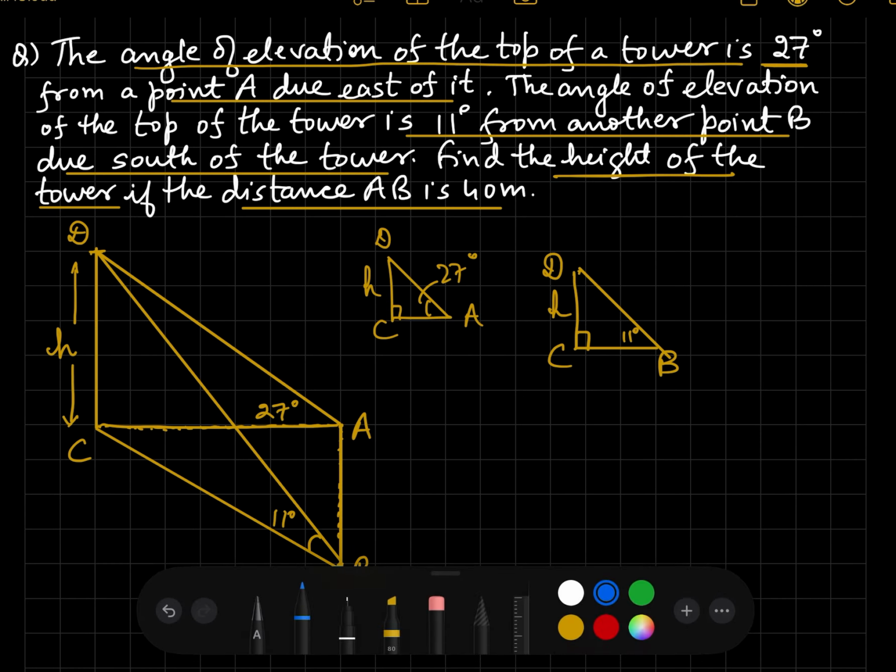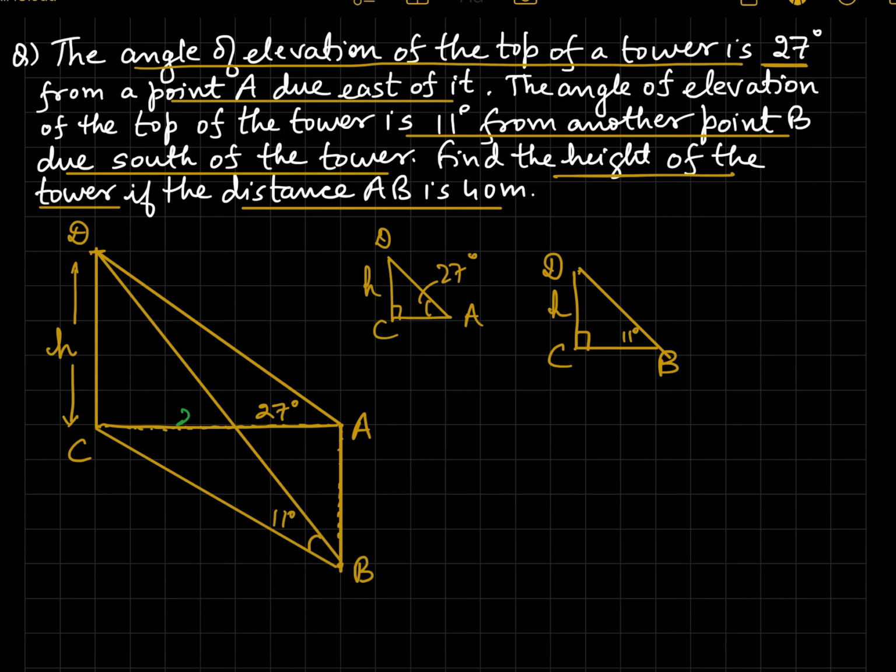Now let us assume this side to be x and this side to be y. Remember ABC is also a right angle triangle. Now let us apply. AB distance is given to me. AB is 40 meters. Let us note here, AB is 40 meters.